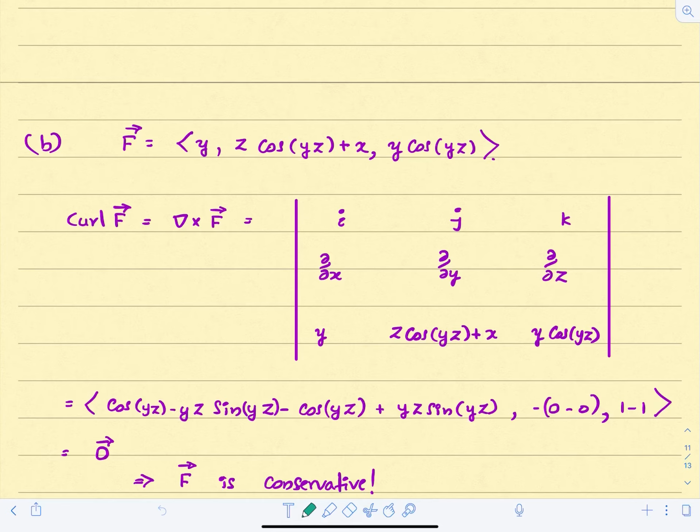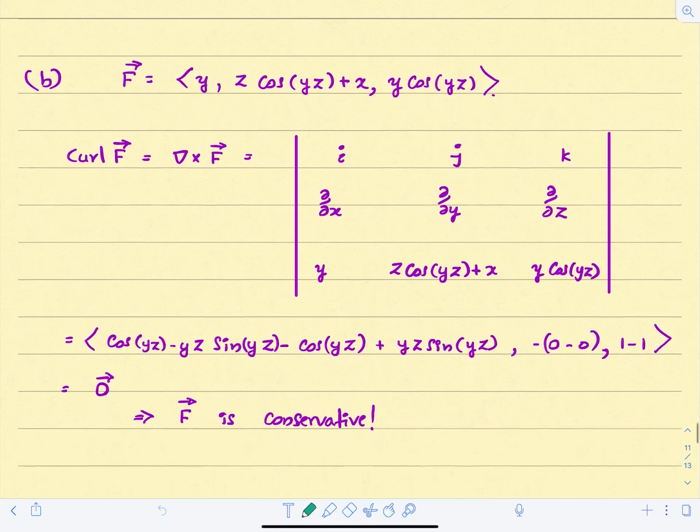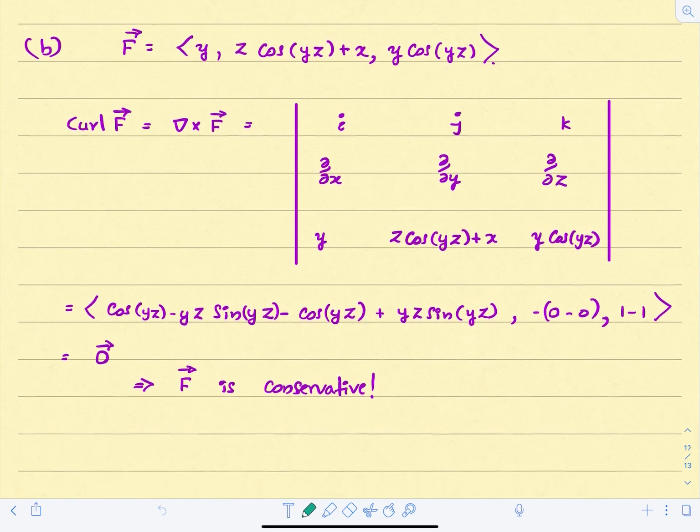Let's do the second part of the problem. Again, we are given another vector field in R3, and first we need to show that this vector field is conservative. So I did that work and it showed that our vector field F is conservative, and I expect you to go over this work to show that a three-dimensional vector field is conservative.